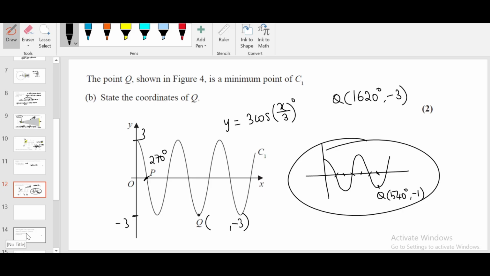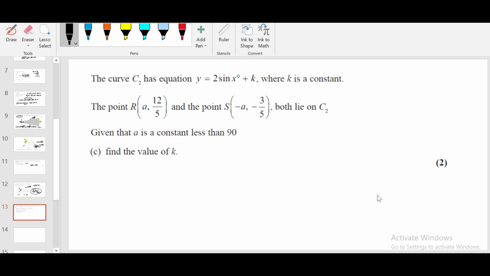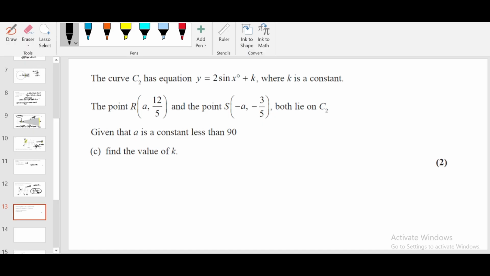Now let's move on to part C of the question. A curve C2 has equation y equals 2 sine x plus k. No graph is given. The point R and the point S lie on C2. Given that A is a constant less than 90, find the value of k. So here we have 2 points. So the best and easiest way to solve it, instead of looking at the graph, just sub in the points here and frame 2 equations and solve it.